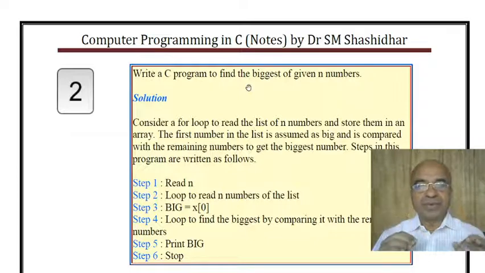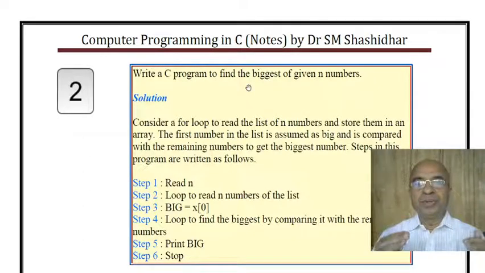So the steps involved in the program are shown here. Step 1, read n, the number of elements in the array. Step 2, loop to read n numbers of the list. Step 3, assuming big is equal to x of 0, the first element in the array. Let us assume it as a big number.